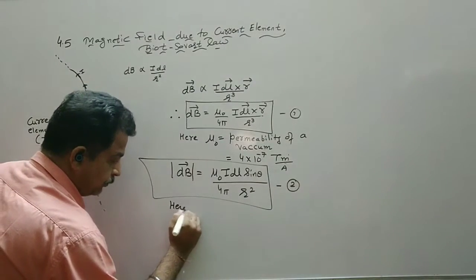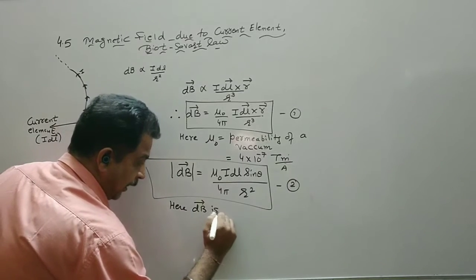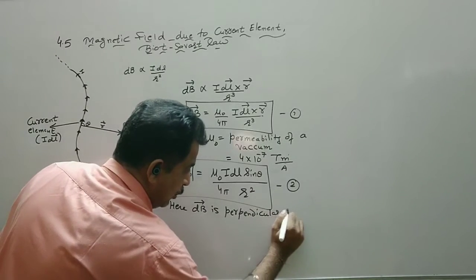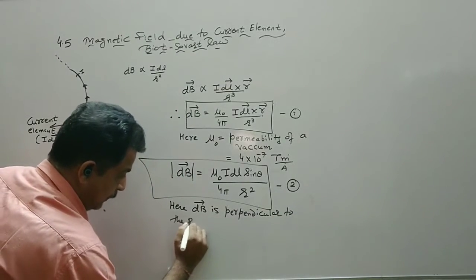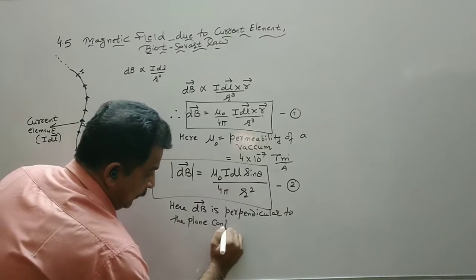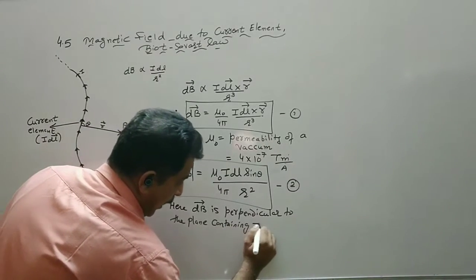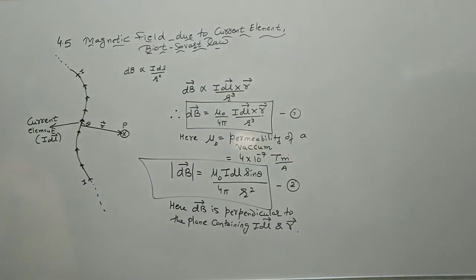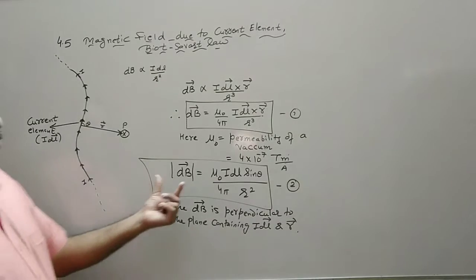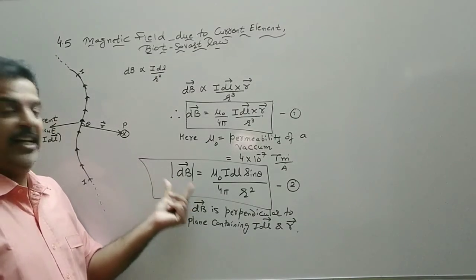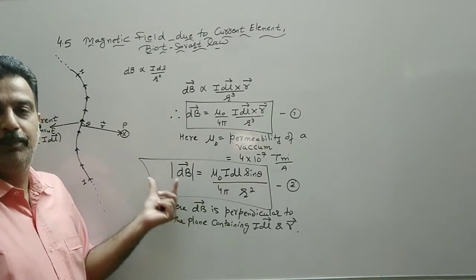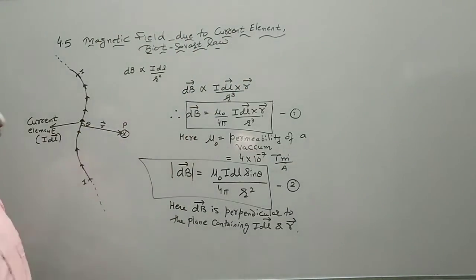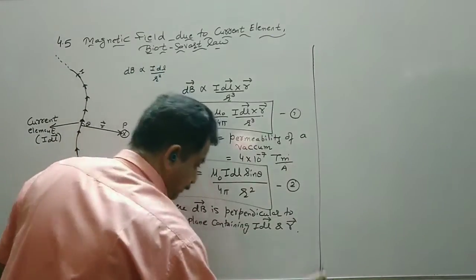Here dB vector is perpendicular to the plane containing the IDL vector and the displacement vector or position vector. So this is the magnitude of the magnetic field intensity at any point due to a current element, and this is the equation in vector form.